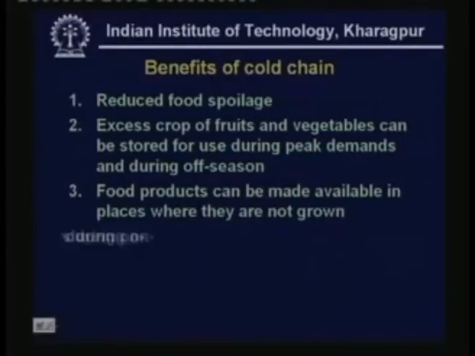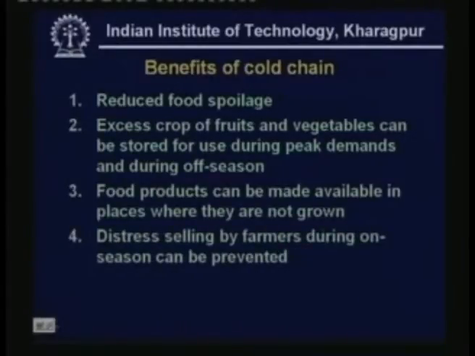And the fourth advantage of cold chain is you can avoid distress selling by the farmers. That means during the peak season, there are no buyers, there is too much supply and less demand. So in the absence of cold storages, the farmer has to sell at throwaway prices. This can be avoided if you have proper cold storage facilities, so that during the season you store the excess crop and sell it during the off season, which is very beneficial to the customer. So the cold chain is very, very important, especially because of the large population growth and reduced land for farming.